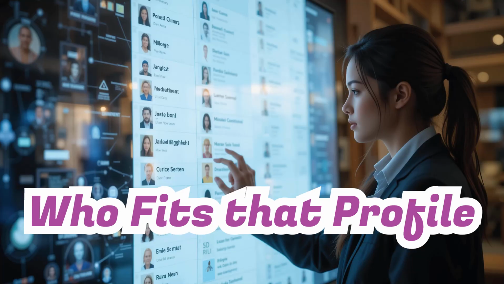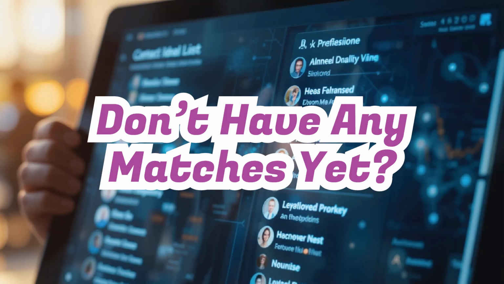Once your ideal client profile is defined, we look back at your current contacts and identify who fits that profile. These are the people to connect with first using relationship marketing. And if you don't have any matches yet, that's a sign it's time to grow your network through outreach, referrals, and smart lead generation strategies targeting your ideal client profile.